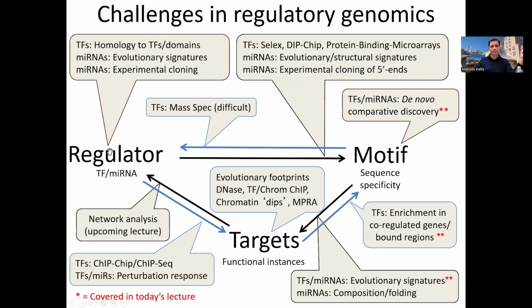What you do instead is that from the regulator, you look for its targets. And that's where ChIP-chip and ChIP-seq come in. So you can basically use the regulator to do a binding experiment where you use an antibody to pull down all of the regions that were bound by that regulator. That gives you the targets. And then you need to actually discover the motif.